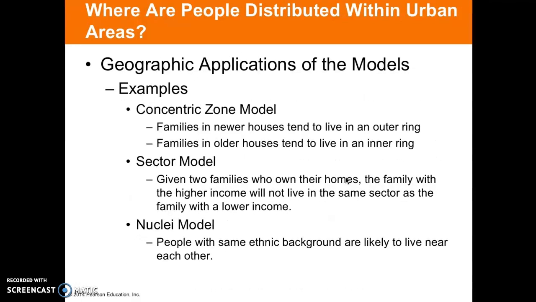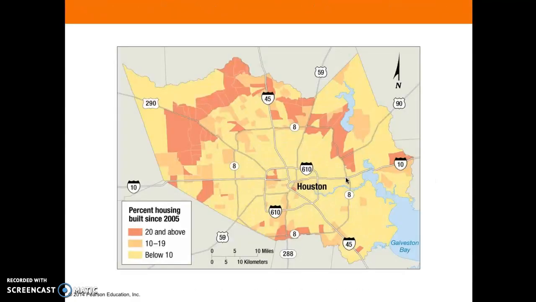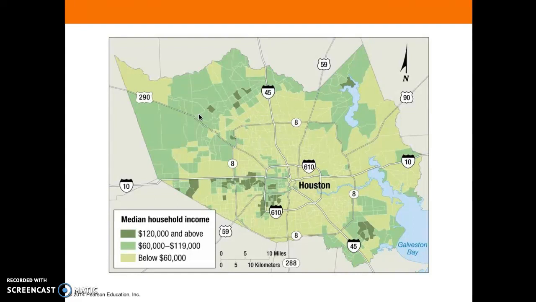So, for example, if we look at Houston, in the concentric zone model, you're going to see that the newer housing is built up outside of downtown Houston. In 2005, when this map was made, the older homes were mostly in the center and most of the new housing was on the outside. So that fits with the concentric zone model, that newer and more expensive homes are on the outside of the city.